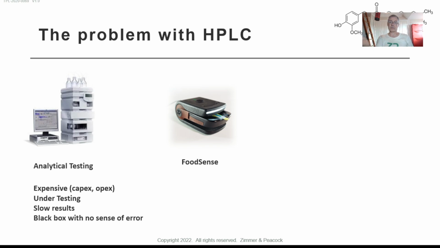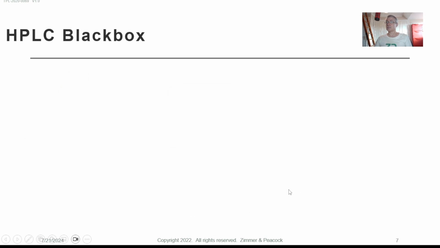You know, the sample goes off, you get a certificate of analysis back. People just take it at face value, and I'll talk about that in some slides as well. FoodSense is obviously much lower cost. It allows you to do a lot more testing, and it allows you to get much faster results. And it's also a transparent process, and I'll talk about the transparency of this process in a little bit.